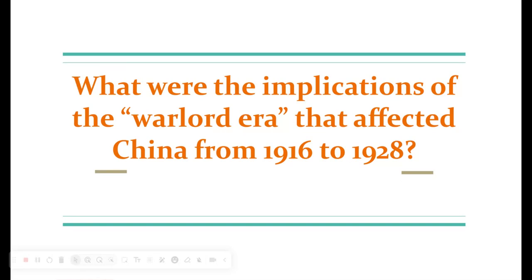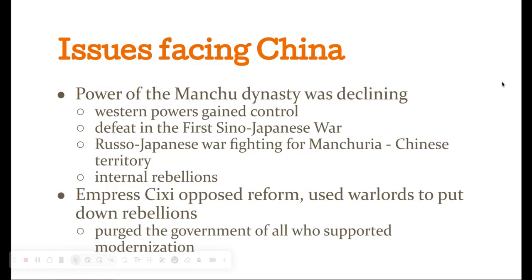Today we're going to be discussing ACE International History Unit 4.1, and the big question for this chapter is, what were the implications of the warlord era that affected China from 1916 to 1928? So let's get started. In the beginning, there were many issues facing China.